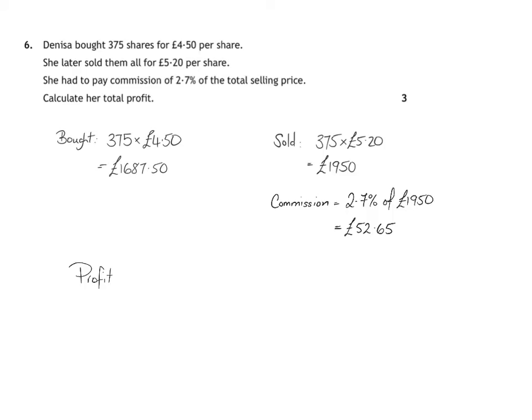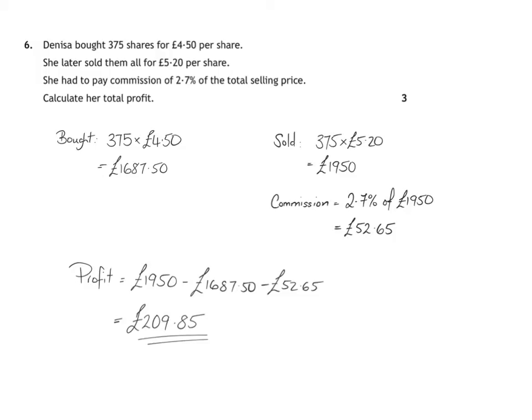So the profit that she made is going to be equal to our £1,950, take away our original price, £1,687.50, and then take away again our £52.65. So altogether we have that her profit would be £209.85.